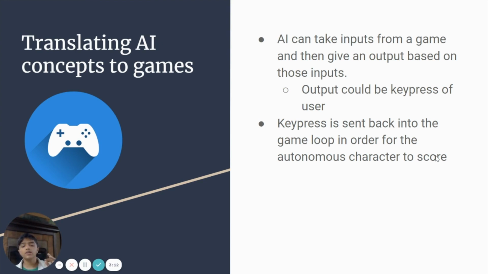The output then will be converted to either a key press or something like should the Flappy Bird jump or not. And then the key press is sent back into the game loop in order for the character to score. And then the input will keep changing based on their performance, and then the AI will keep making the outputs. That's kind of how you'll translate an AI concept to a game.